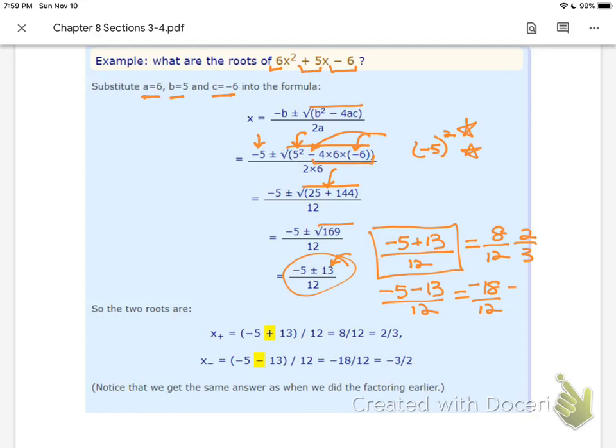Okay, a 6 goes into that negative 3 times over 2. And here is our other root. So you see how you can get the exact same roots when you use the quadratic formula as when you use your factoring. Okay? But the quadratic formula is the only thing you can do if your quadratic is not factorable. So that quadratic formula comes in very, very handy. Okay, let's go on to the next page.